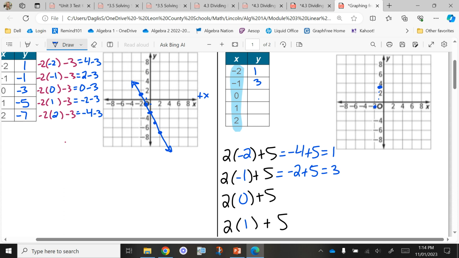It's weird, right? Nothing to plug in. It's going to be a special case. All right, 2 times 0. 0. 0 plus 5. 5. So we didn't move left or right. We're still in the middle, but we went up 5. So about right here.